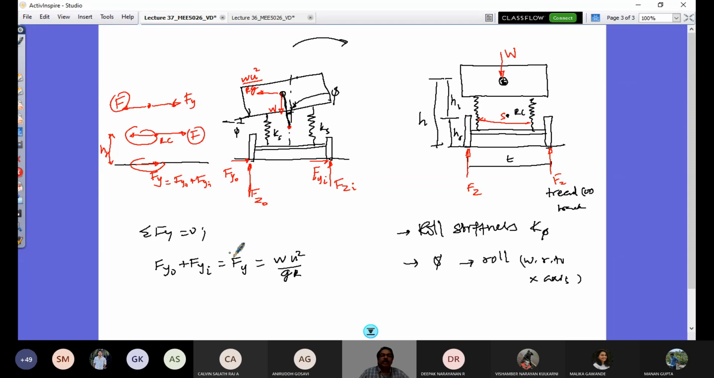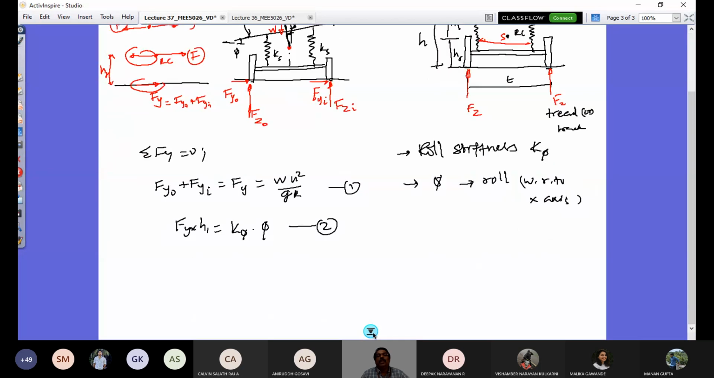Right? So this is first equation one. What is my second equation? This Fy, whatever is there here, into H1 is what is equal to K phi into phi. So let's have this as the second equation. K phi is roll stiffness.